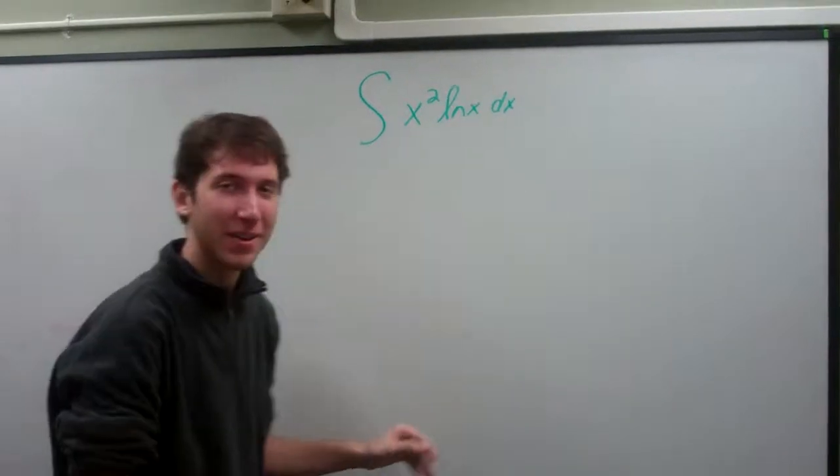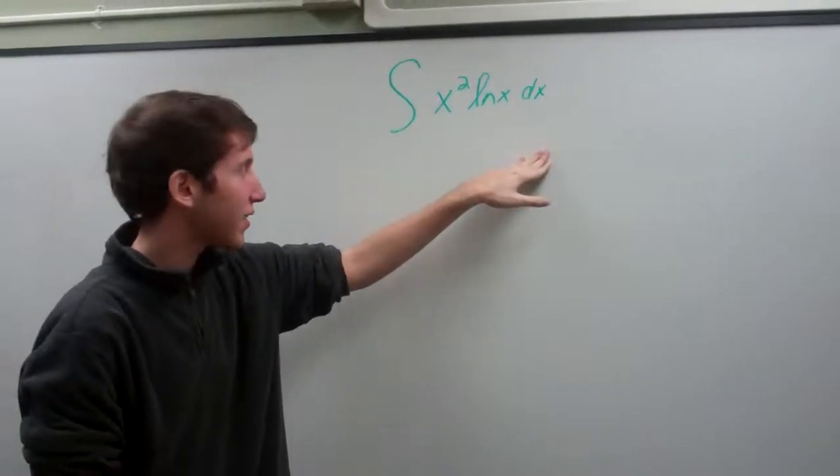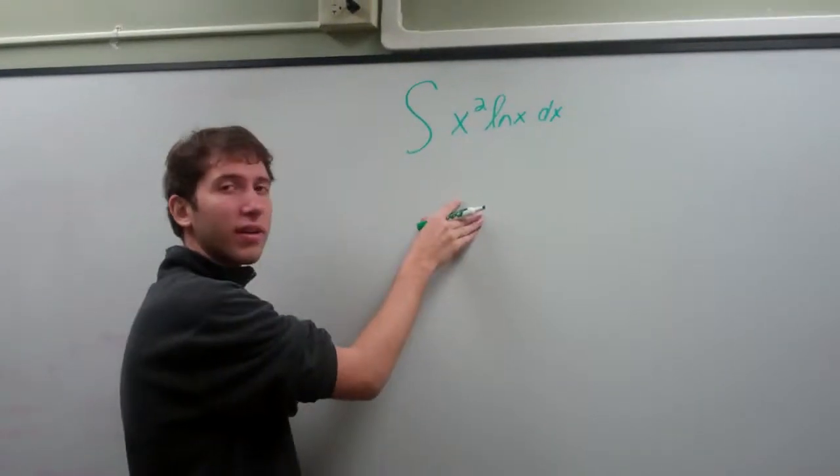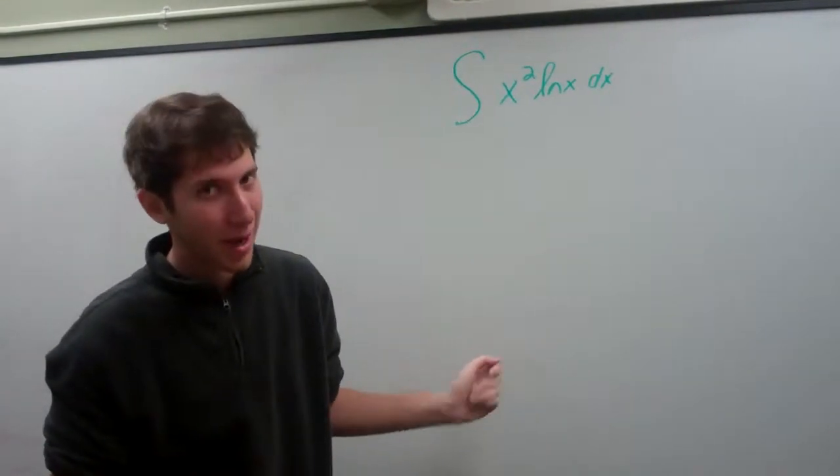So let's see what we got here. We have the integral of x squared times ln of x dx. Now, we look at it and we realize we can't simply take the integral of it. So we are going to use integration by parts.